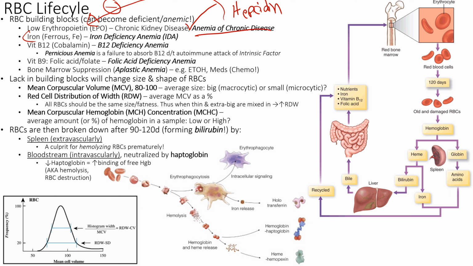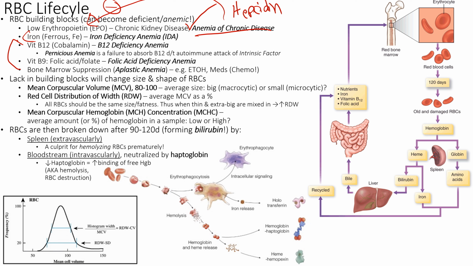And then we have B12 and folate. B12 and folate are kind of grouped together. They have very similar symptoms and very similar pathways. Basically, you're not making DNA or RNA. You need B12 and folate to make DNA and RNA, and therefore your RBCs can't divide as much as they would like to, because they want to be able to replicate their DNA, right? If they don't have the resources, it leads to an anemic state, right?